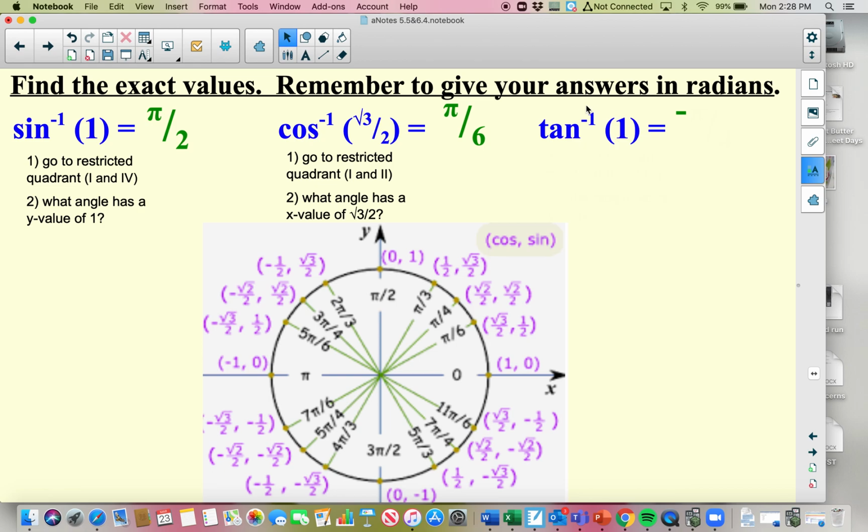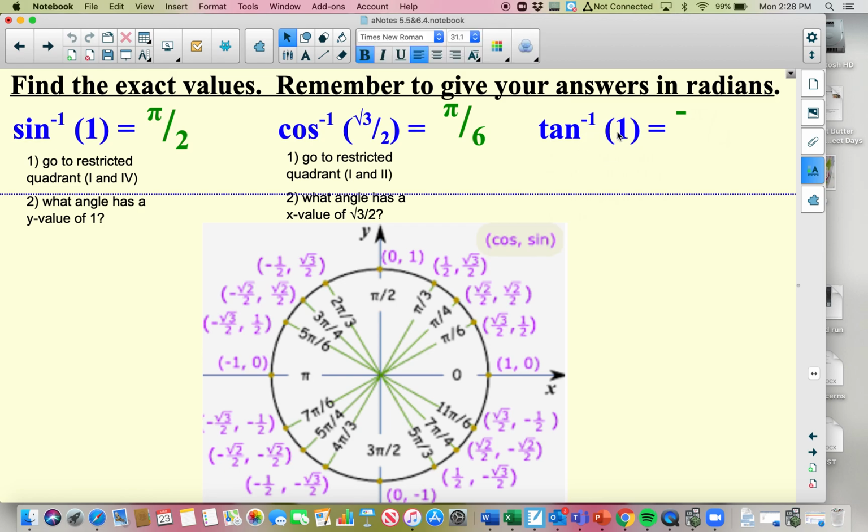All right, last one, inverse tangent of 1. Where is inverse tangent restricted to? Quadrants 1 and 4. And tangent is positive in quadrant 1, but not in quadrant 4. So I know I'm in quadrant 1.